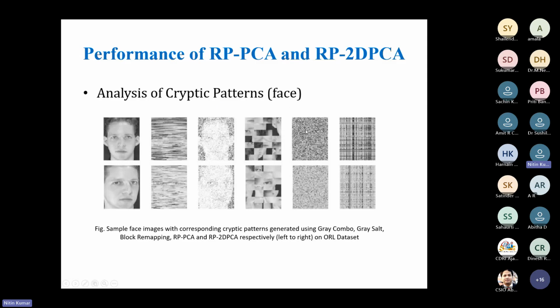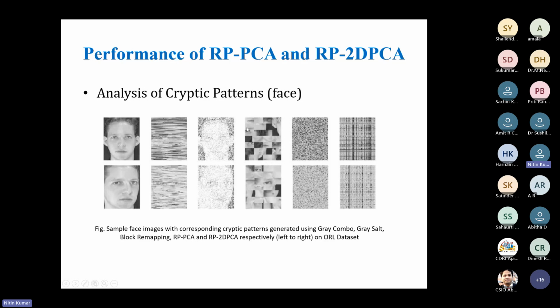The last two are random permutation PCA and random permutation 2D PCA. There were some approaches available in literature. The first one was gray combo, then gray salt, which increases or decreases some kind of salting in the biometric images. The third one was block remapping, where the image was partitioned into blocks, and these blocks are rearranged just like we have done with individual pixels. Like you can see here, somewhere we are able to see the eye, somewhere the hair.